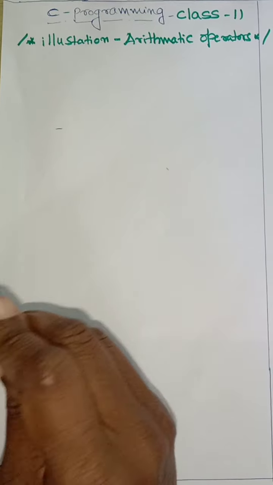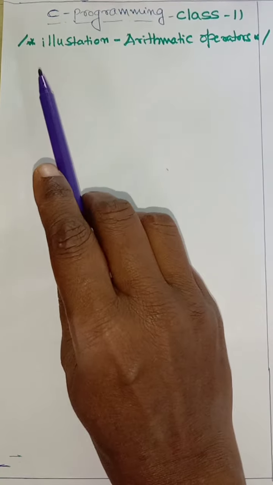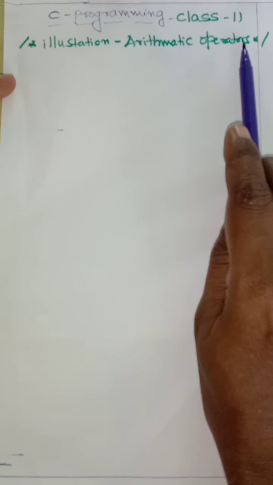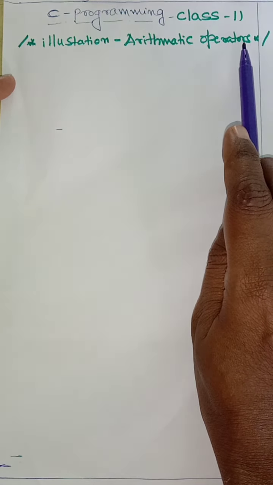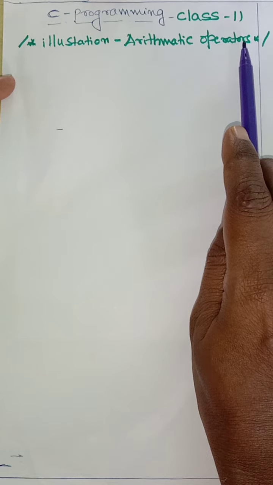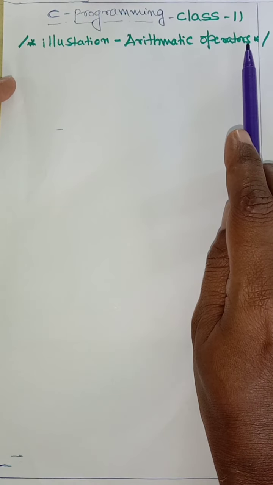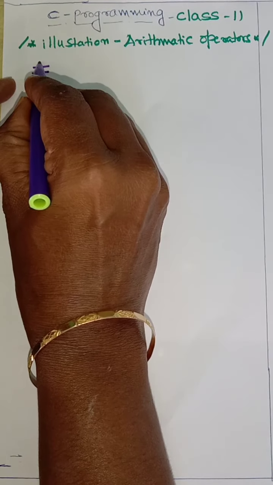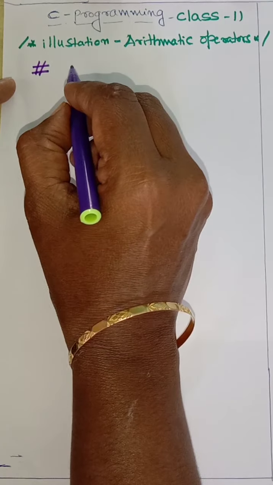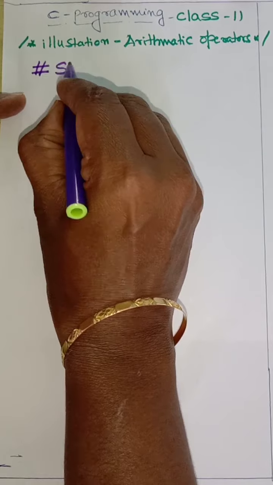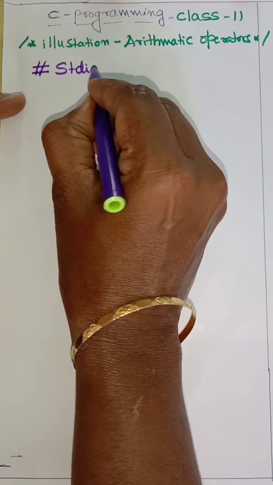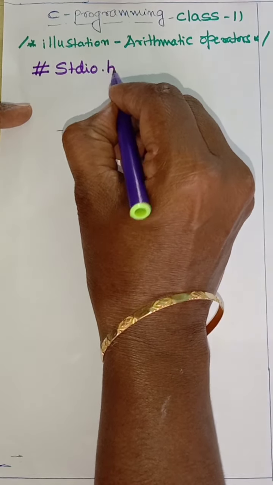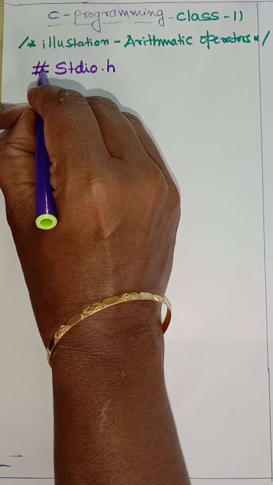So as usual, what happens? You are going to start the program with the comment line. What do you mean by comment line? A comment line is nothing but a non-executable statement. Okay. Afterwards, what do you have to do? You are going to write the include files. Which files do we have to include? We have to include the file stdio.h. Here you have to write the include.